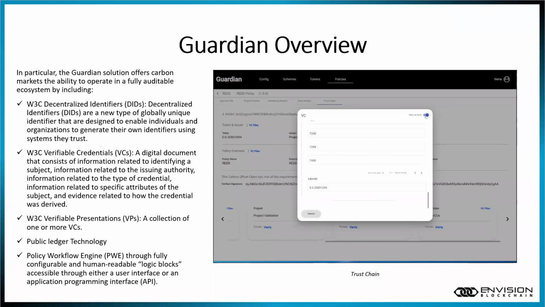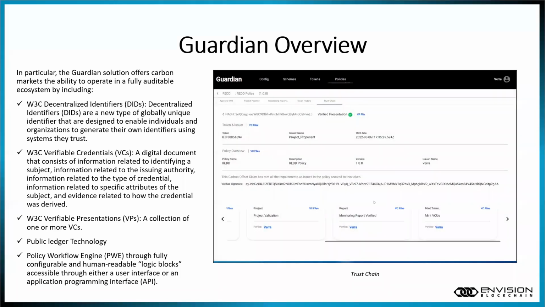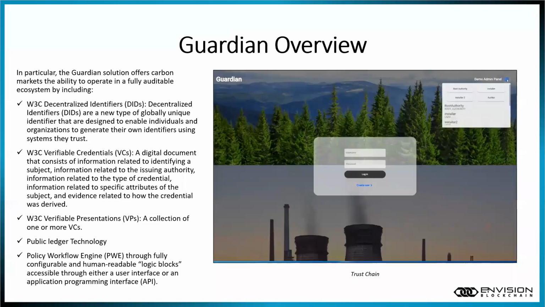To the right, we can see an example of our trust chain, and one of the key benefits of the Guardian solution is our trust chain, which is a crucial component of our fully auditable ecosystem. The trust chain allows us to track who did what from the very beginning of the workflow to the very end. This is essential for maintaining transparency and trust in the carbon market.